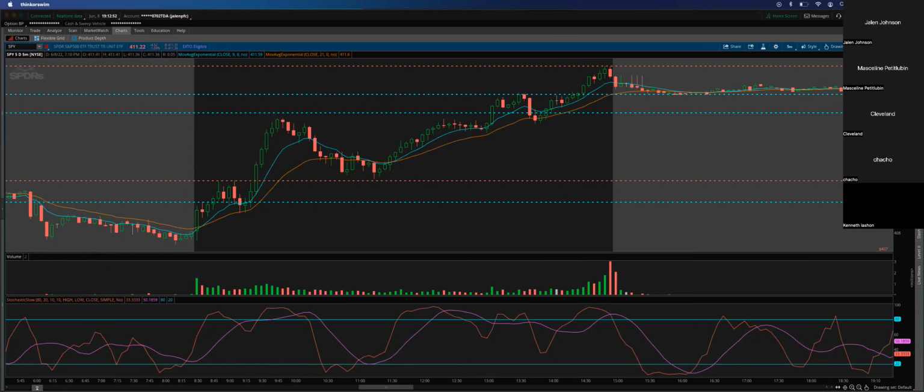Whether that be the 5-minute, 15-minute, hourly, 4-hour, daily, whatever time frame it is, I'm always going to use these indicators. If you see on my screen right here, the blue line is my 9 EMA and the orange line is my 21.